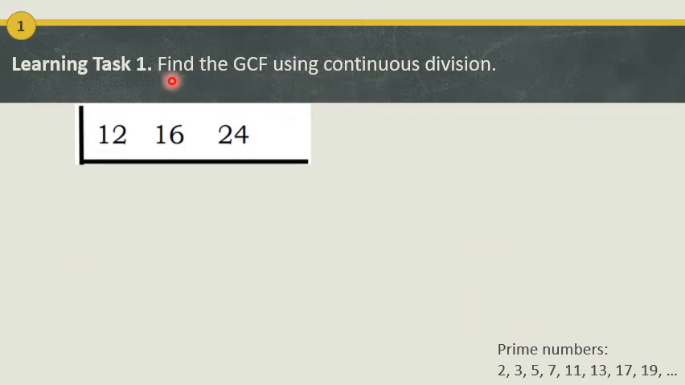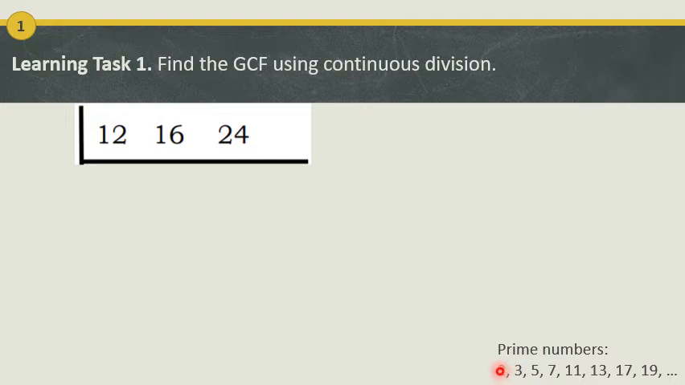Okay, so for the learning task 1, we will find the GCF. So, GCF lang to. Mas madali to compared sa LCM. So, GCF using continuous division. So, since tatlo ito, kailangan yung tatlong ito ay pwedeng i-divide. Okay, hindi pwedeng dalawa lang yung pwedeng i-divide doon sa prime number. Kailangan tatlo sila. So, ano po ang pwede nating unang gamitin?